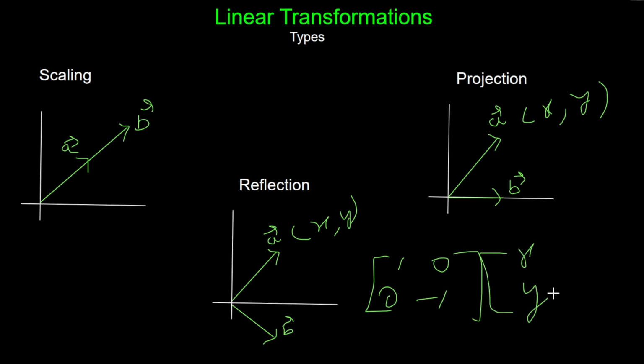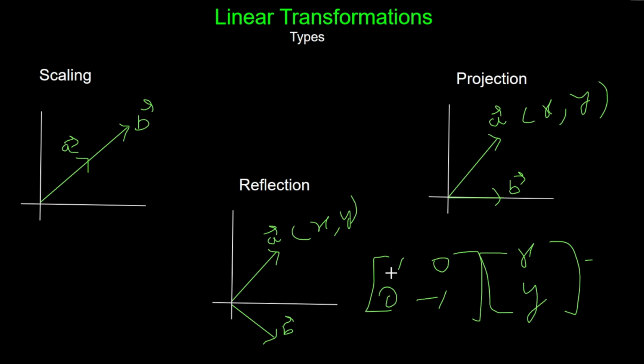X and y, we will get what? X and minus y to reflect this. So this is a simple concept. Similarly, if you reflect a point over the y-axis, we will have plus 1 and minus 1 here, and we'll have the minus here while we're reflecting over the y-axis. So that's it about the linear transformation.